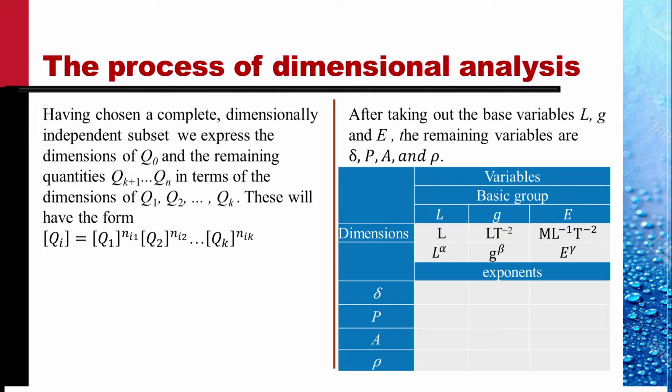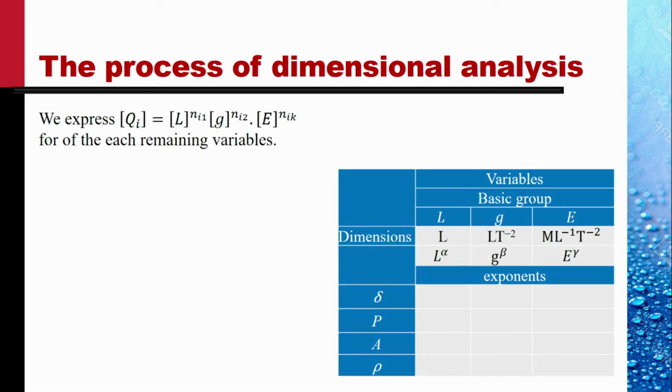After taking out the variables L, G, and E, the remaining variables are delta, P, A, and rho, which we have written on the left-hand column at the end. We express Qi as L raised to power ni1, G raised to power ni2, and E raised to power nik for each of the remaining variables. Delta obviously would have simply the dimension L, so it can be written with alpha equal to 1, beta equal to 0, so G to the 0 and E to the 0. So delta would have the same dimension as L.